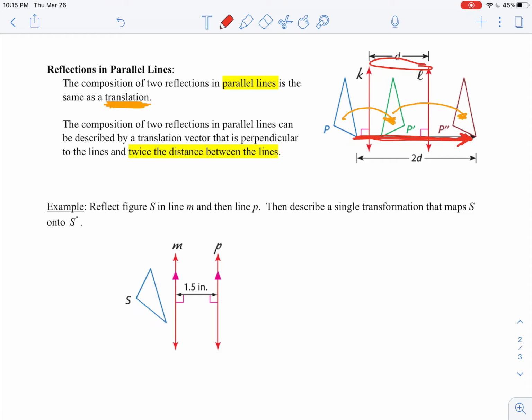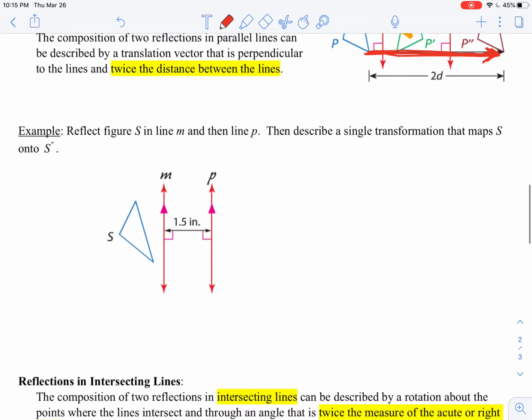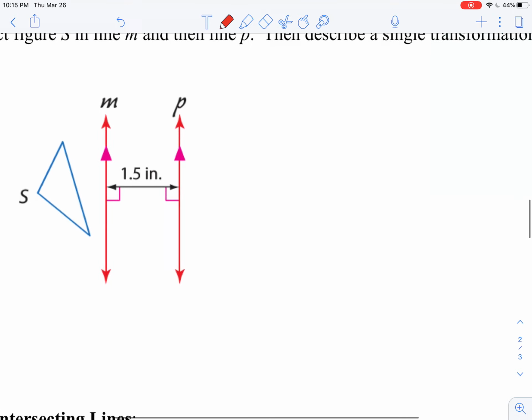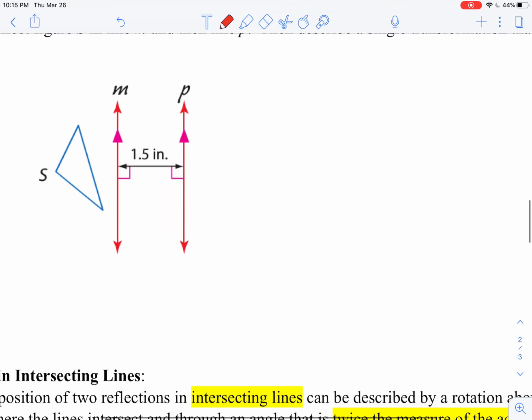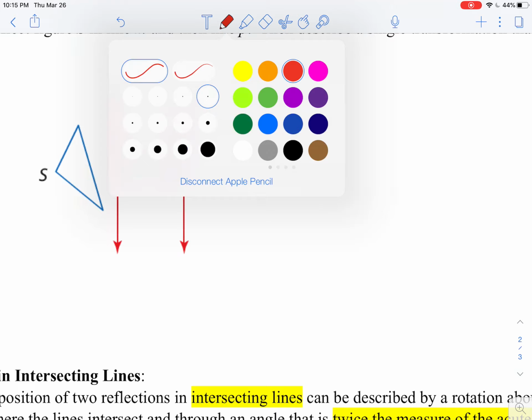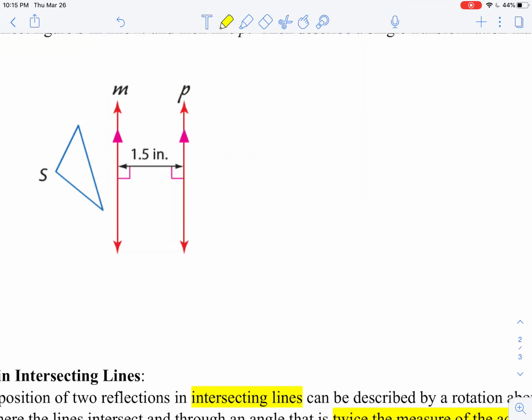So if you take a look at the next example, it says reflect figure S in line M and then in line P. Describe the single transformation that would map triangle S onto triangle S double prime. So if you remember from a previous lesson, when we perform a reflection over a line, I'm going to focus first on just triangle S and line M.